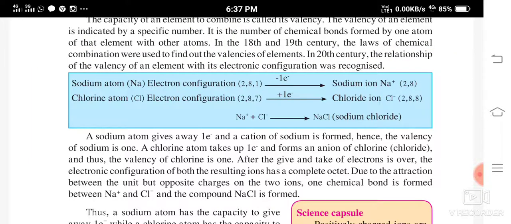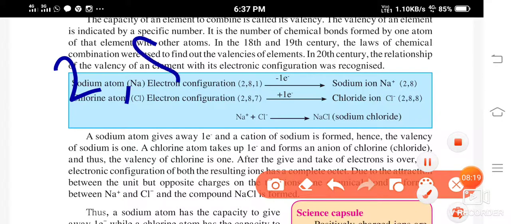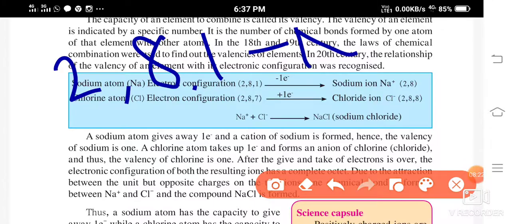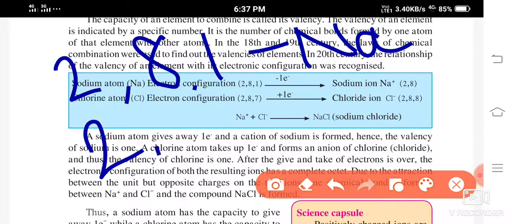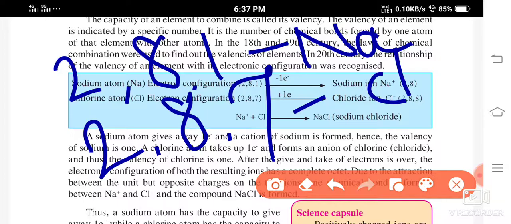Now see, sodium. The electronic configuration of sodium is how much? 2, 8 and 1. And chlorine is how much? 2, 8 and 7. Now see, 2, 8 and 1 makes 11, which is the atomic number of sodium. And chlorine's atomic number is how much? 17.